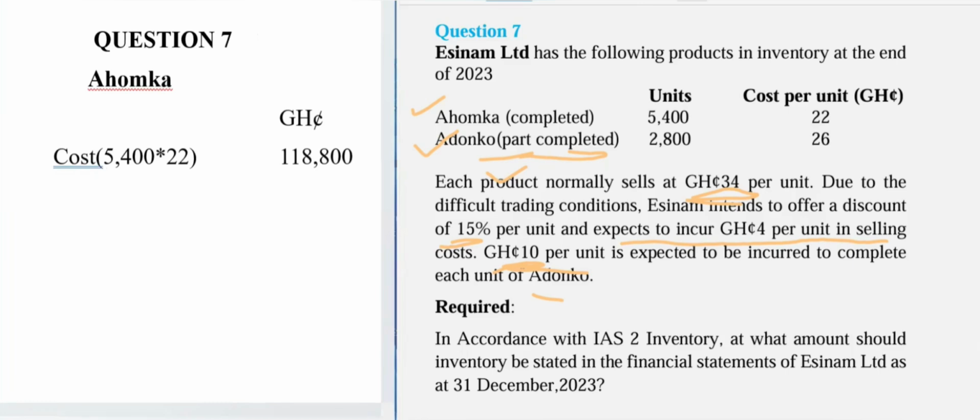Then let's see the net realizable value, the NRV of Ahumka. Then we compare with the lower. So for the NRV, the selling price is what? 34 cedis, but they said they intend to offer a discount of 15 percent. So if you take the discount of 15%, what are you going to have? We can also do it this way.